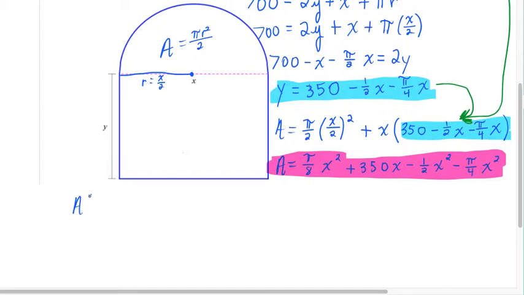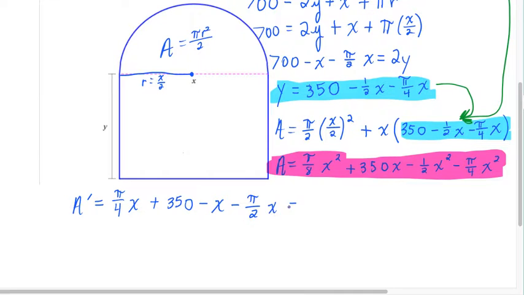So for the derivative of that, pi over 8 times the derivative of x squared, we bring the 2 down, so we'll have pi over 4 times x to the first plus 350 minus 1/2 times 2x is 1x to the first minus pi over 2 x to the first, yes? Oh yeah, I could have combined these, pi over 8 x squared minus pi over 4 x squared. That would have been nice to combine, but I didn't even see it. That's okay. So the derivative is this.